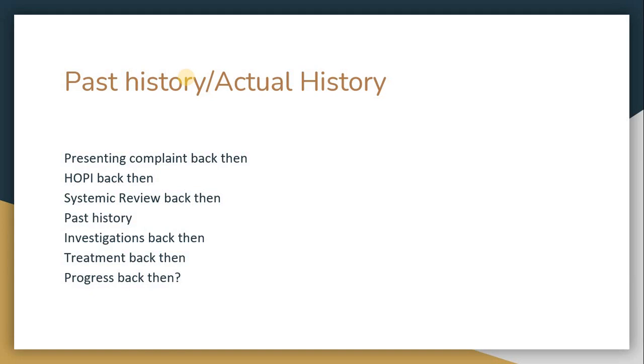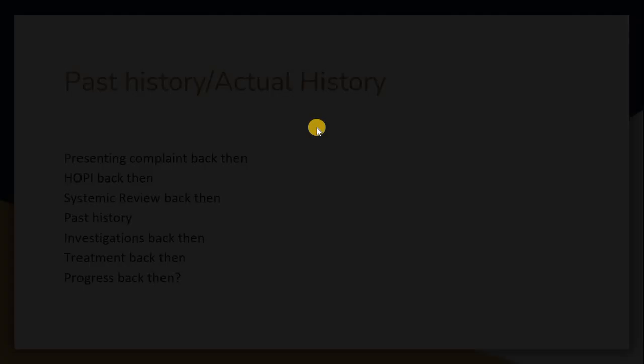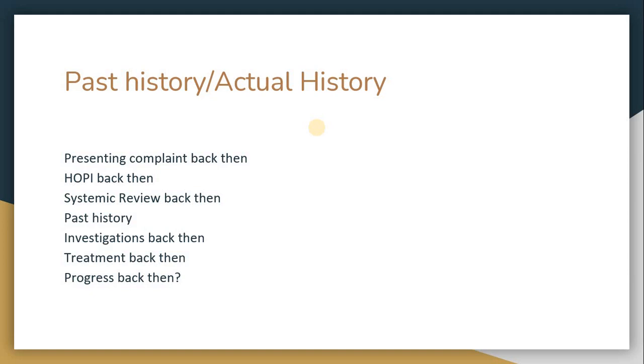Now, during this time, you may or may not interrupt the attendant. If they are giving you some valuable points in the history, do not interrupt them. You may not necessarily jot down every bit, every word they are saying, every sentence they are saying, but if they are telling you something very, very valuable, just mention that word as a key word. But I told you earlier that you need to write down all of the headings of the history. For example, the headings would be HOPI, systemic review, investigations now, treatment now, progress now, past history, actual history, so that you do not miss anything.